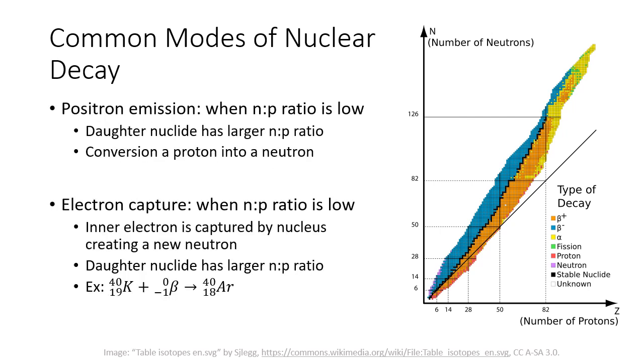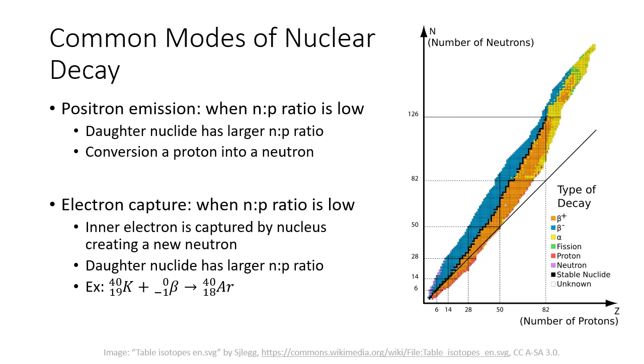But wait, there's more. We have positron emission when the neutron to proton ratio is low. So therefore, the daughter nuclide of a positron emission has a larger N/P ratio than the parent. A positron emission results in the conversion of a proton into a neutron. So on the band of stability graph, the positron emission is in orange, and you can see that the isotopes that emit orange are all below the band of stability. Well, almost all below.